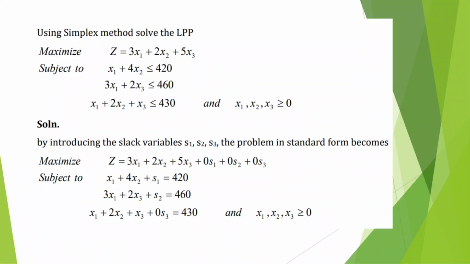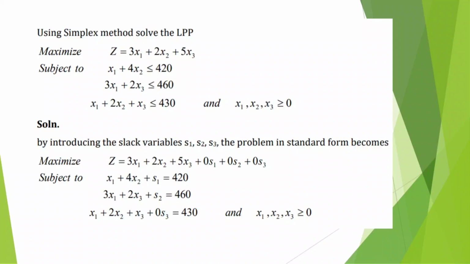The problem is maximize z equal to 3x1 plus 2x2 plus 5x3 subject to the constraints x1 plus 4x2 less than or equal to 420, 3x1 plus 2x3 less than or equal to 460, x1 plus 2x2 plus x3 less than or equal to 430, and x1, x2, x3 are non-negative. Now let us move to the problem.